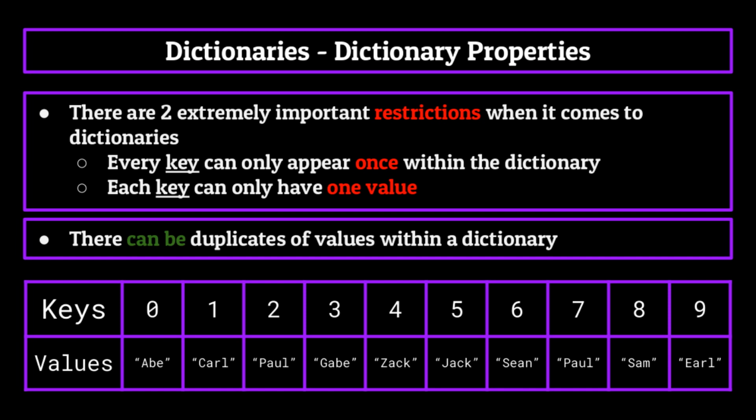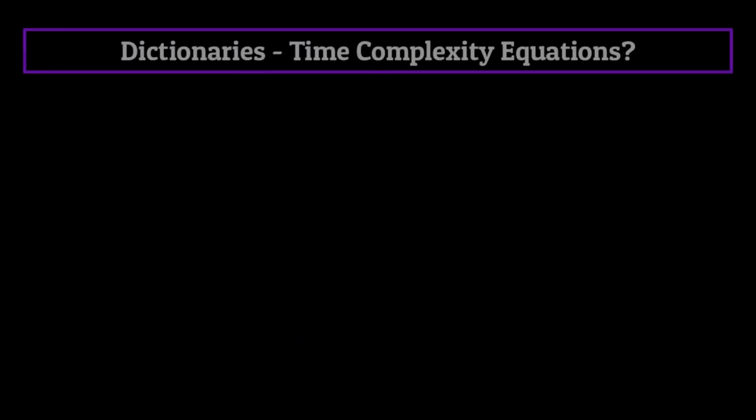Alright, now that we know what dictionaries are and how they work, let's jump into the time complexity equations for a dictionary, or at least try to. Let me explain. For a dictionary, the time complexity equations are a little bit funky.